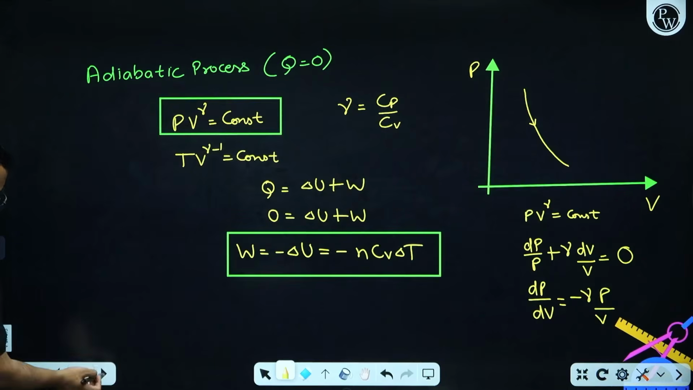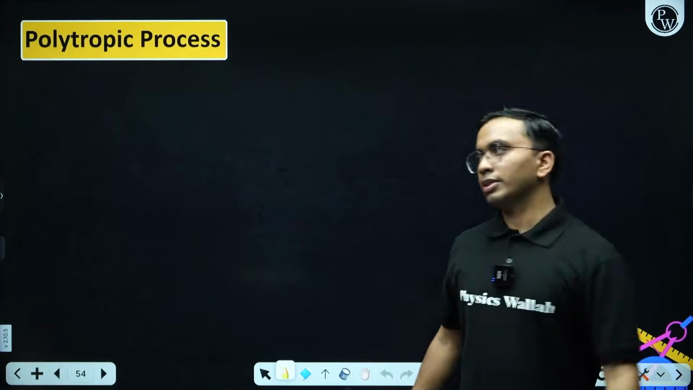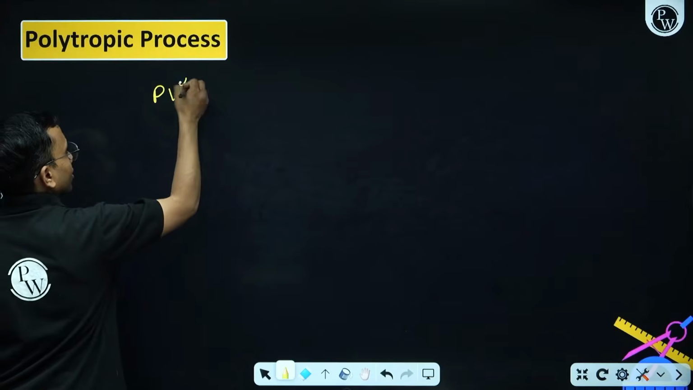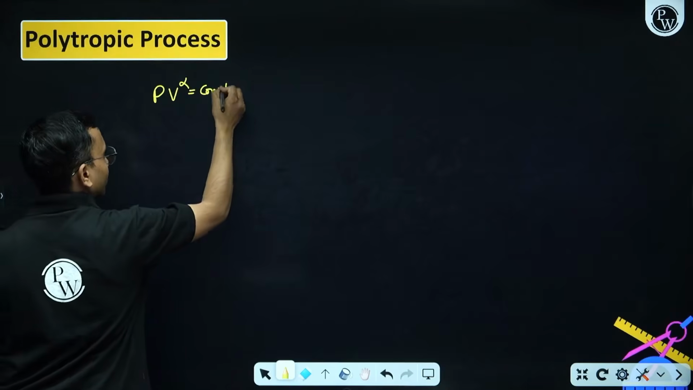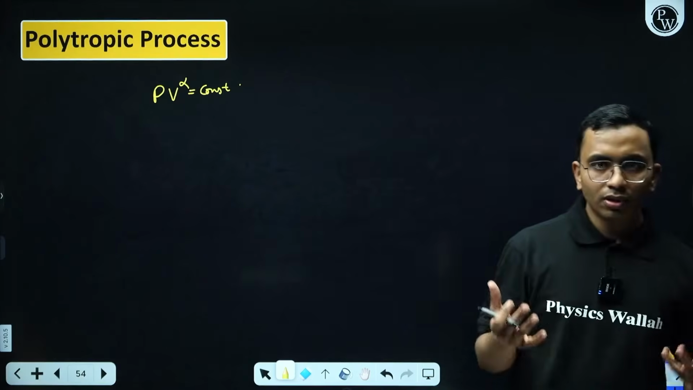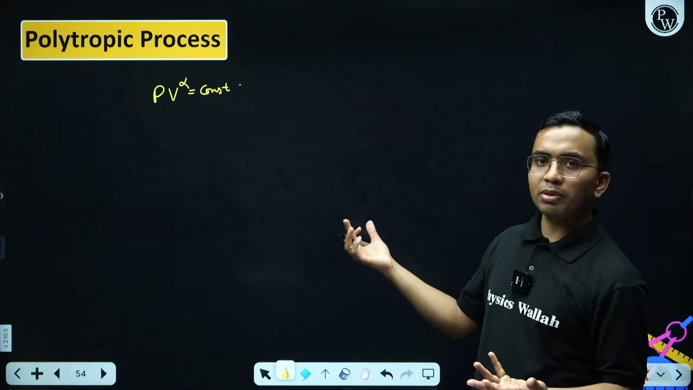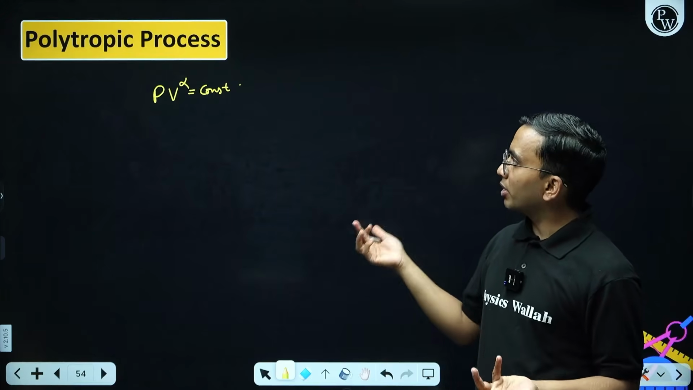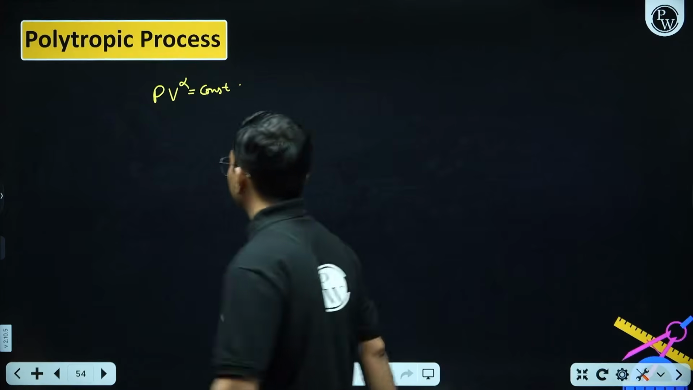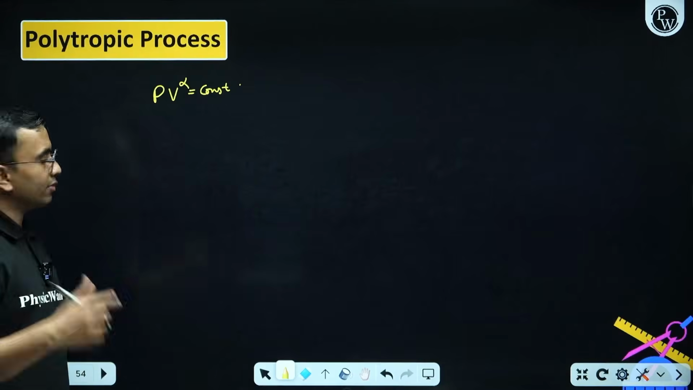Now the polytropic process. Here we have PV to the power alpha equal to constant, where alpha is any constant value, it can be 1, it can be 2. If it is 1, it will become an isothermal process, isn't it? If it is 0, it will become an isobaric process. It can be 2, it can be 3, minus 1, 2 by 3, anything. So PV to the power alpha is equal to constant, where alpha is my constant.